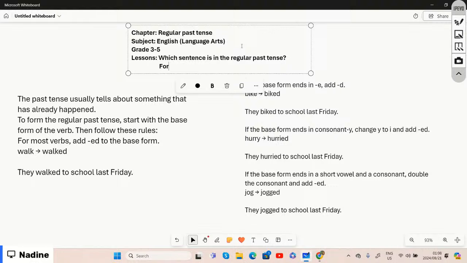and to form and use the regular past tense. So that is going to be our chapter, regular past tense, and our lessons, which sentence is in the regular past tense, and to form and use regular past tense.